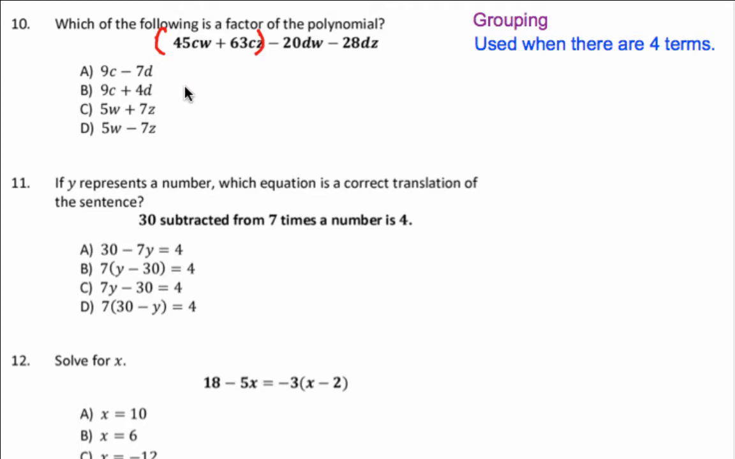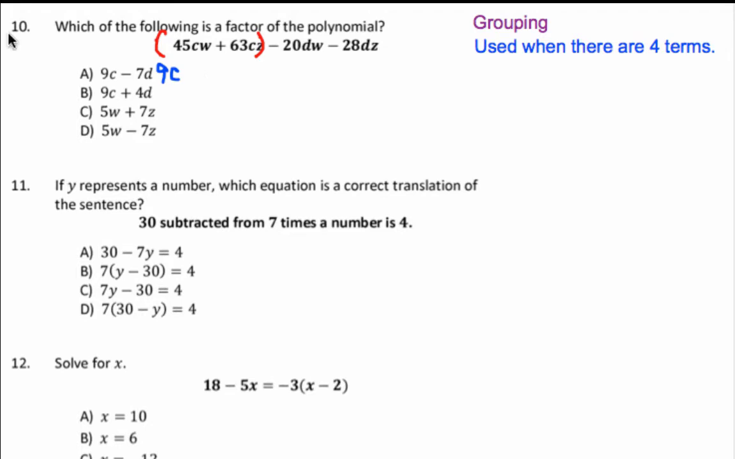Next, what you want to do is find the GCF for the first two terms. What's the largest number that goes evenly into 45 and 63? That turns out to be 9. And then you look at the letters. You see C is common to both terms. Its lowest exponent is 1, so we write C. Neither W nor Z is common, so our GCF is 9C.